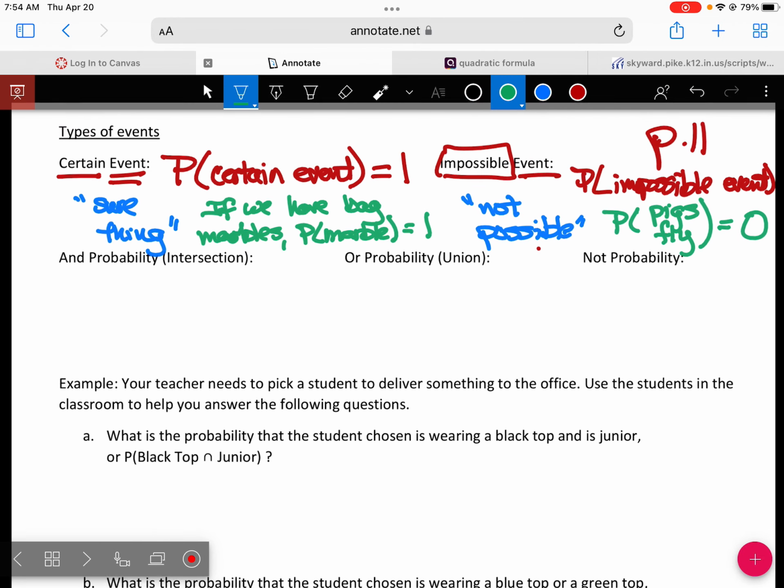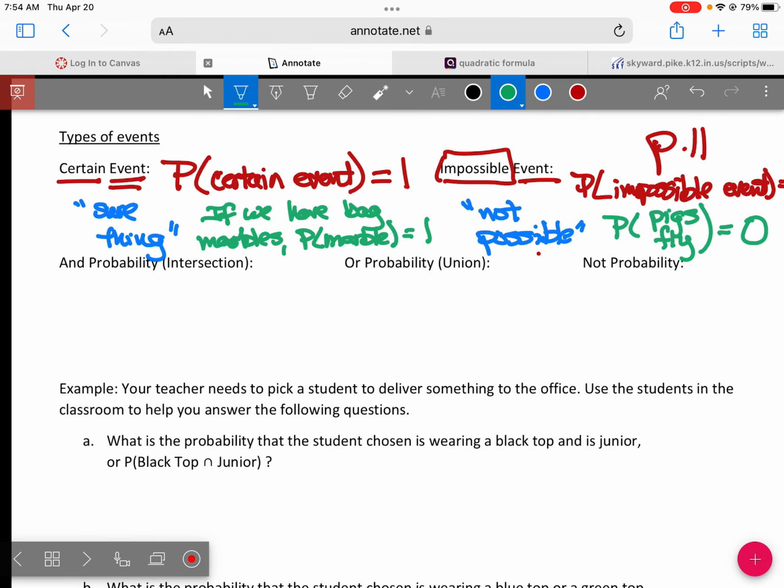If we have a bag of marbles, the probability of me picking out a marble is going to be 1.